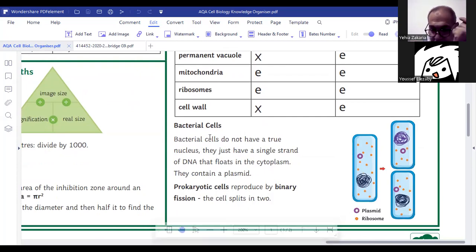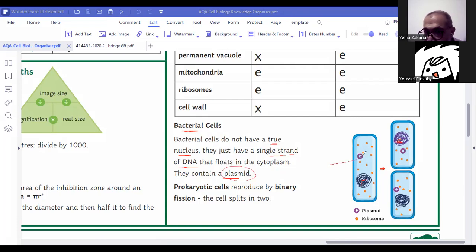Bacterial cell, what type of cell is it? It is prokaryotic. Bacterial cell doesn't have a true nucleus. They just have a single strand of DNA floating in the cytoplasm. They contain plasmid. This is the small circular DNA found in the cytoplasm of bacteria.